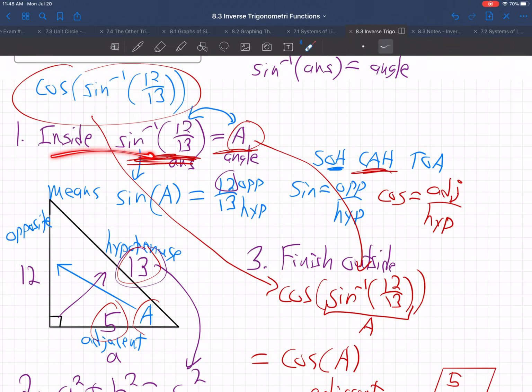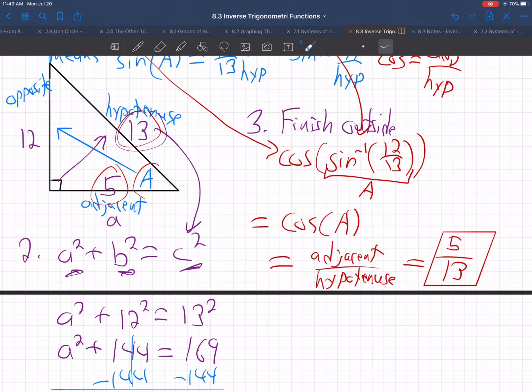How did we do it? We started on the inside, and we just said, well, it's equal to some angle, because you plug answers into inverse trig functions, and you get angles. Then we swapped it back to the regular trig function, because that's what an inverse function is, an inverting of those. We went back to the regular trig function. Well, then the sine of A must be 12/13, and then we put that in the triangle. The sine of A, opposite over hypotenuse using SOHCAHTOA, 12/13.